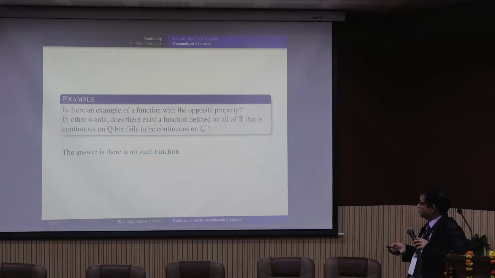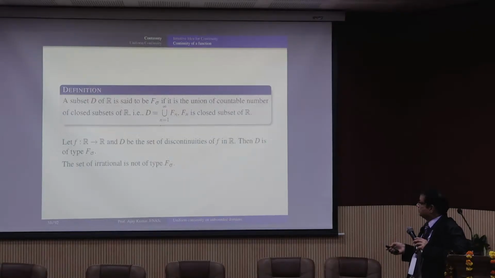So the natural question is: is there an example of a function with the opposite property? That is, does there exist a function on R that is continuous on Q but fails to be continuous on the irrationals? Unfortunately, the answer is no, such a function does not exist. This takes a little bit of mathematics, but I have written down a few major points to show that there does not exist any such function.